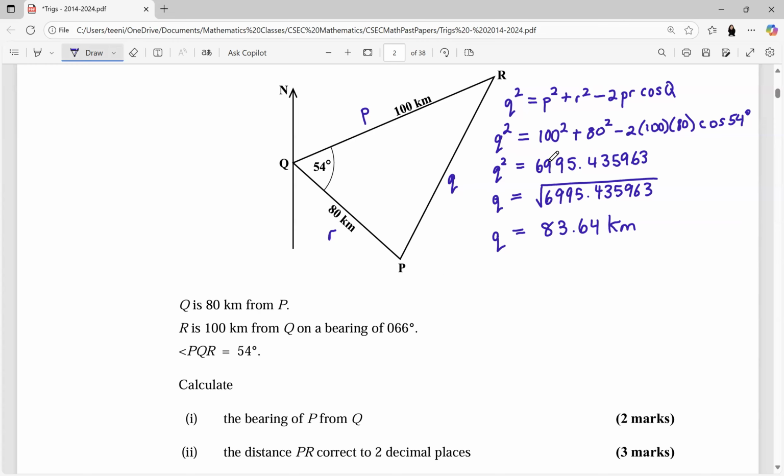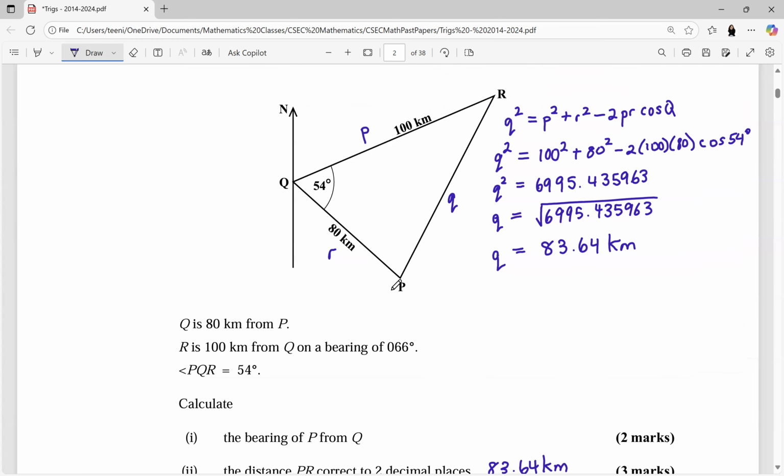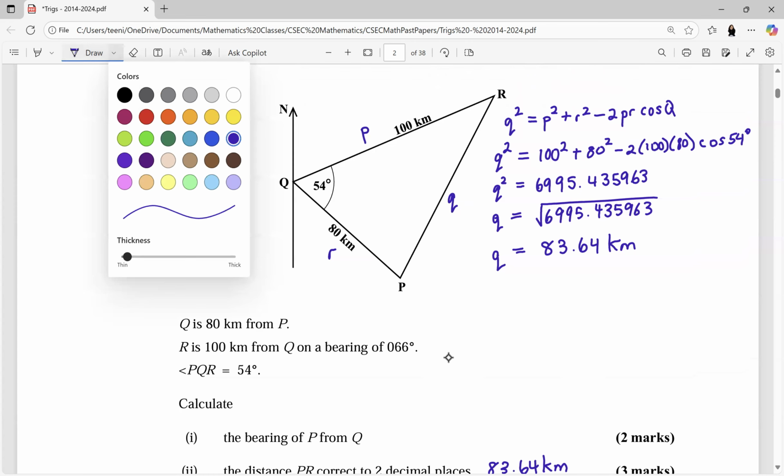Now you don't have to work this whole line out one time. You could break it up. You could do 100 squared, 80 squared, 2 by 100 by 80. There's no need to do it in one go, right? So this answer, and that's 3 marks, guys, is 83.64 km.